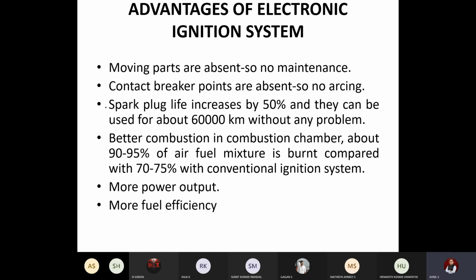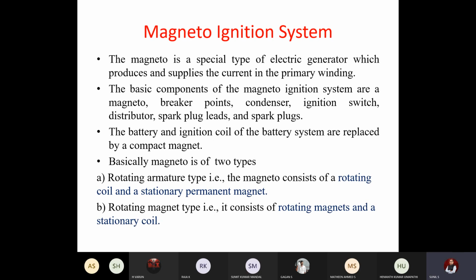Okay, so we will move to the next type, that is the magneto ignition system. Magneto is a special type of electric generator which produces and supplies the current in the primary winding instead of a battery. Because of a magnetic field, primary current will be induced in the primary winding, so that will be stepped up in the secondary winding. The basic components are a magneto, breaker points, condenser, ignition switch, spark plug, and spark plug leads.